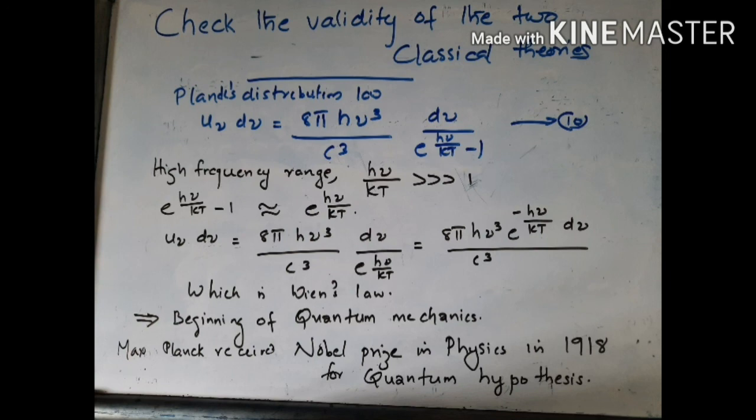So this success of Planck's hypothesis in explaining the black body radiation in the entire frequency range led to the beginning of a new branch of physics called quantum mechanics. Also, Max Planck received the Nobel Prize in physics in 1918 for the quantum hypothesis. This is the most important thing you should remember.